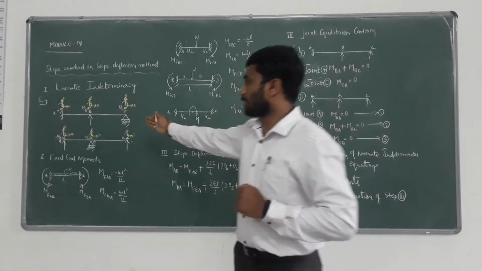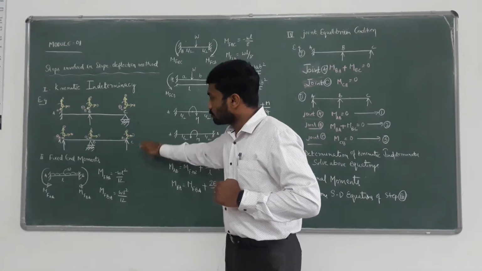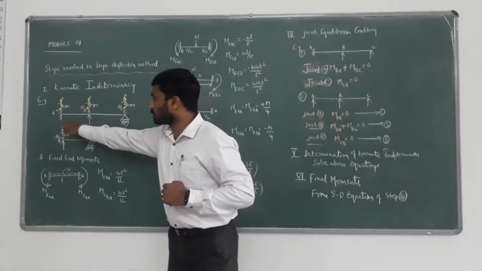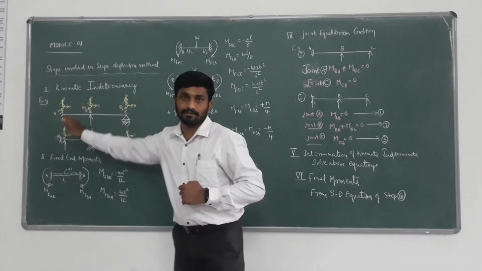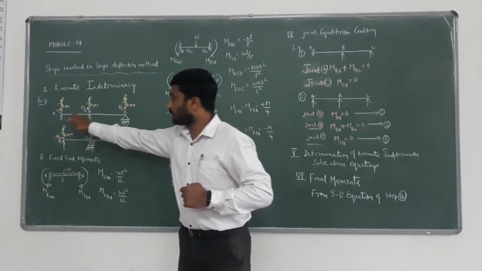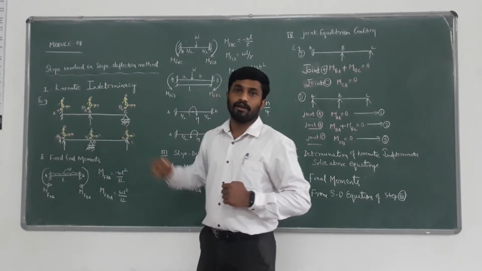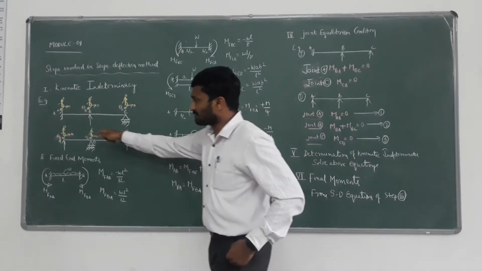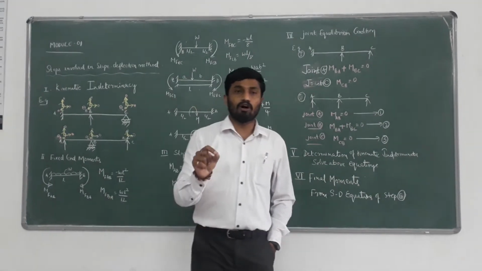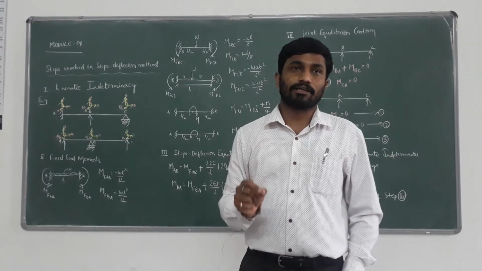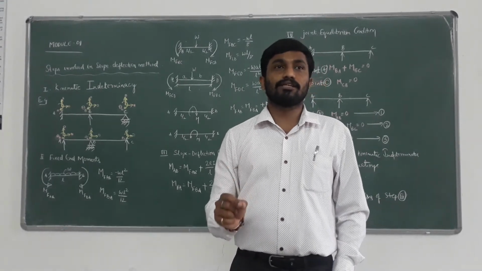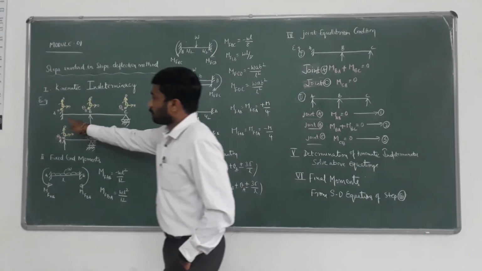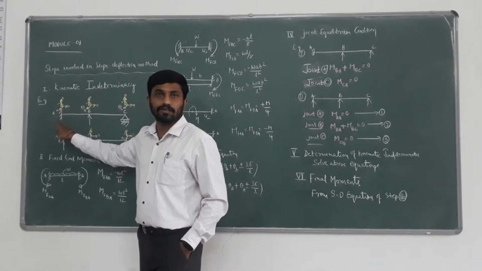Let us say, for an example, here I have considered two continuous beams. In the first continuous beam I am having two spans, AB and BC. How to compute kinematic indeterminacy? When you are computing kinematic indeterminacy, consider the supports, consider the joint supports. At joint A, we are having a fixed support.